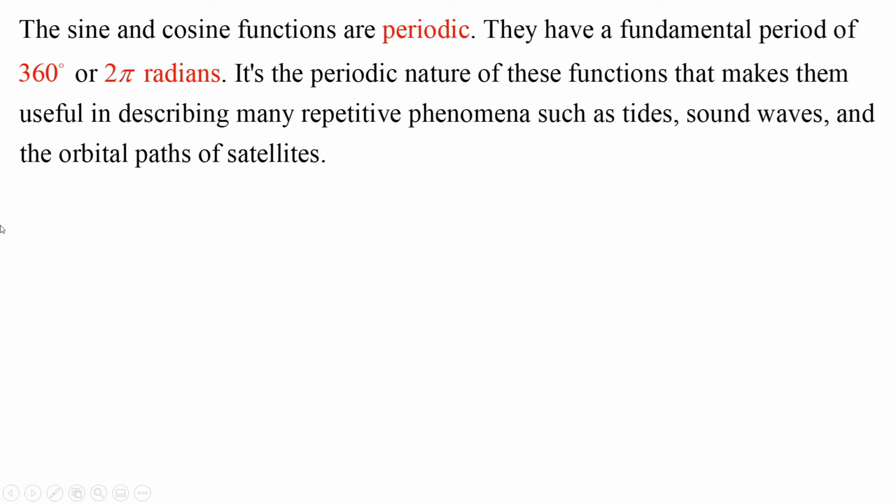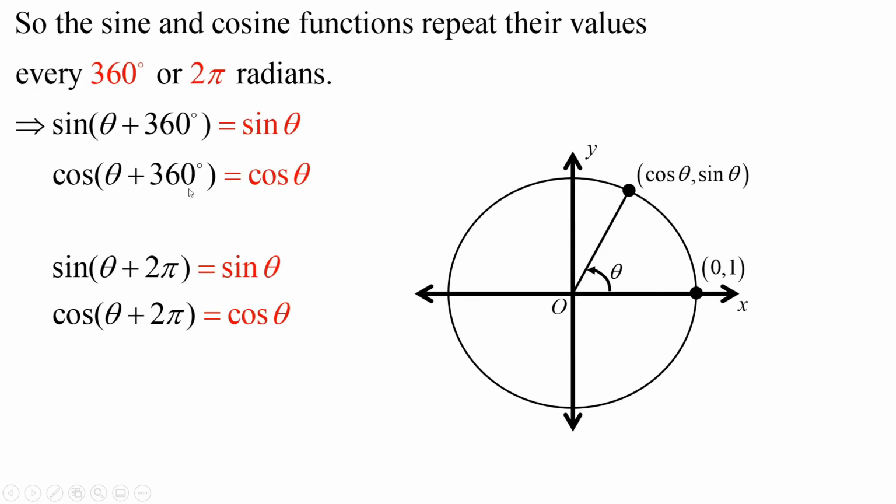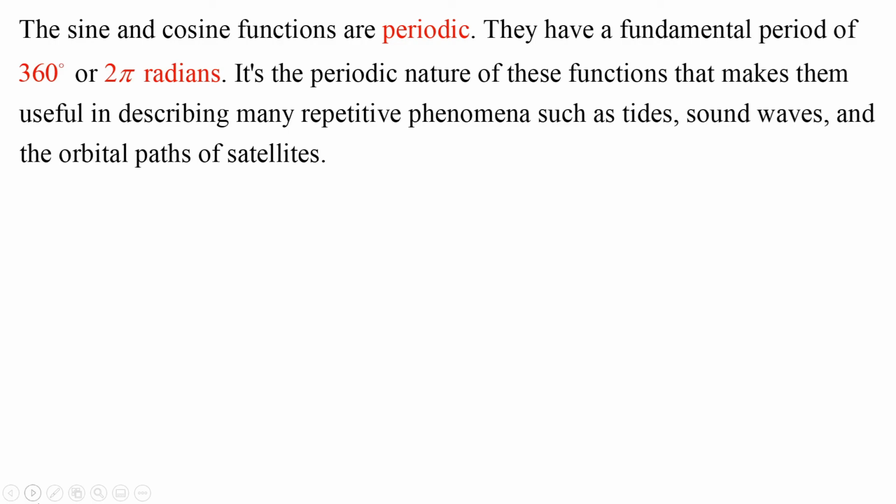Okay, so the sine and cosine functions are periodic. They repeat themselves. Sine and cosine have a period of 360 degrees or 2 pi radians. That's what makes trigonometry so useful. They have a fundamental period of 360 degrees or 2 pi radians. It's the periodic nature of these functions that makes them useful in describing many repetitive phenomena such as tides, sound waves, and the orbital paths of satellites.